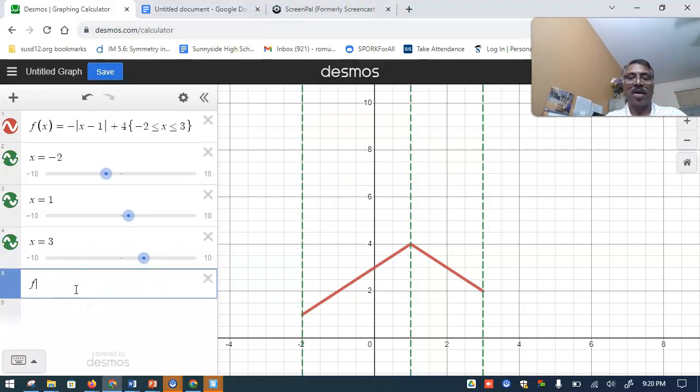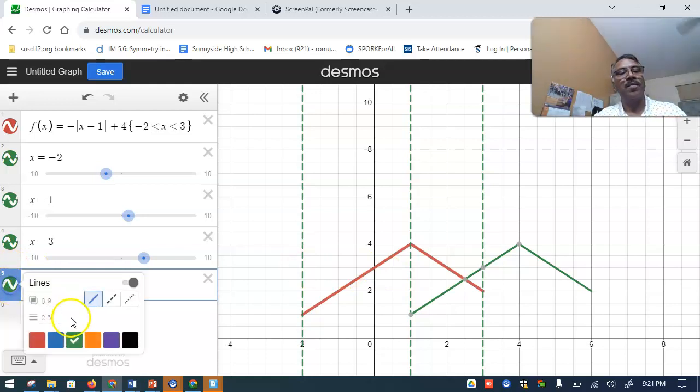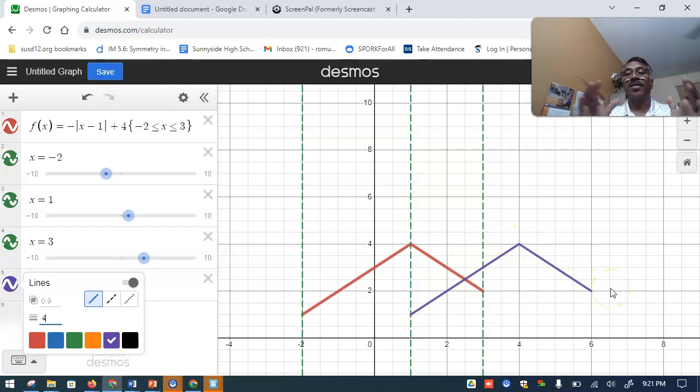So I'm going to do f of x - 3. What does this mean? We all know that if you have x - 3, it means the graph shifts 3 units to the right. So I can clearly see, let me change this color to some different purple color. The red graph that you see here is increasing and then decreasing. The other graph, the purple graph, is also increasing and decreasing, but the intervals changed.